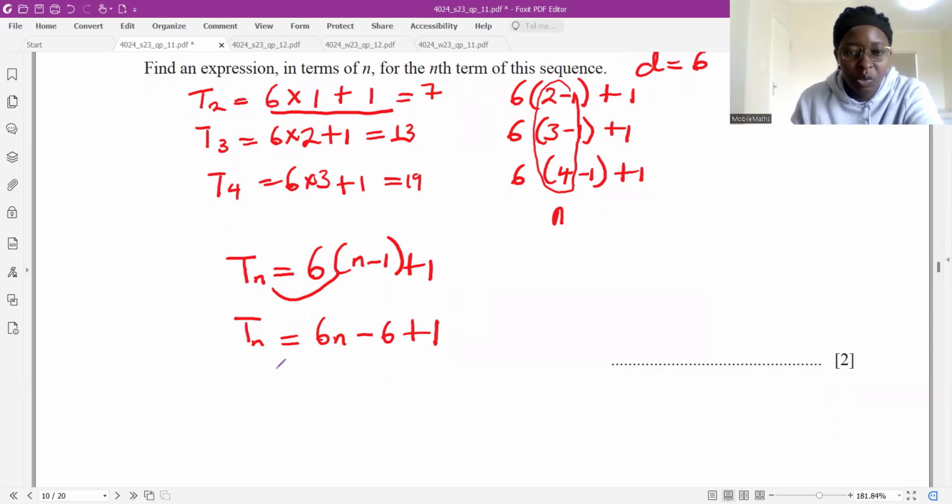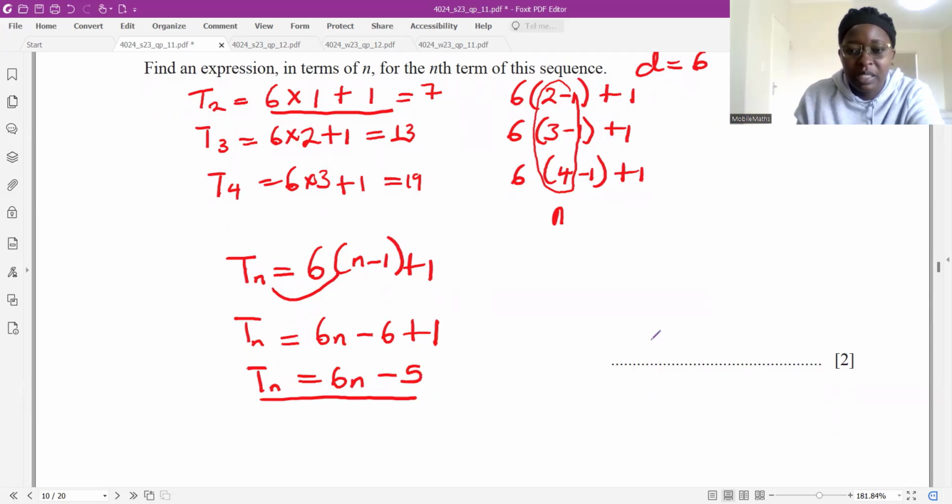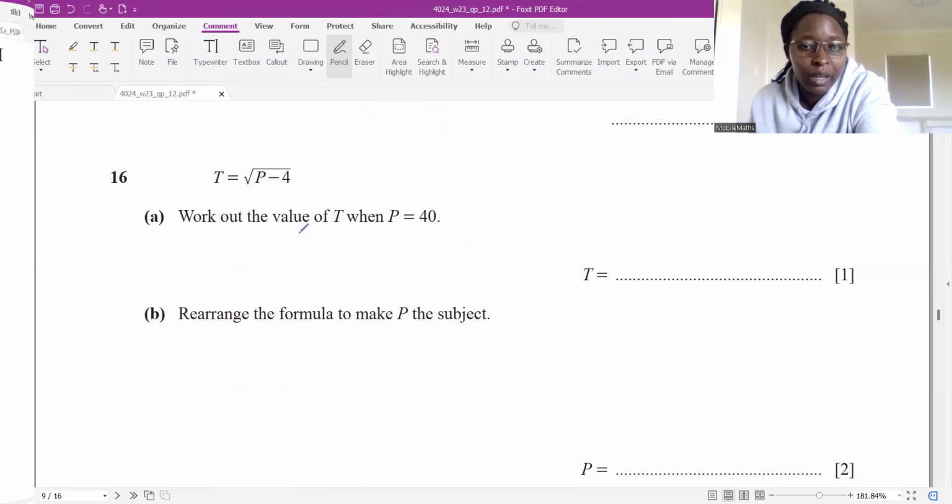This is going to give me the nth term is equal to 6n minus 5. So this is how we get the general term, and say it's going to be 6n minus 5. Work out the value of t when p is 40.